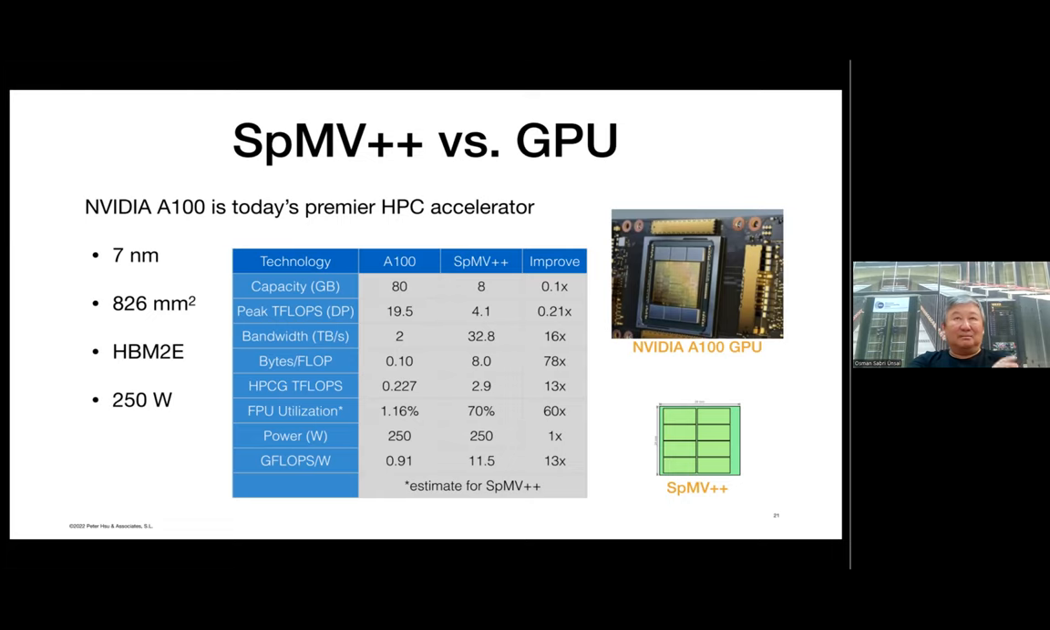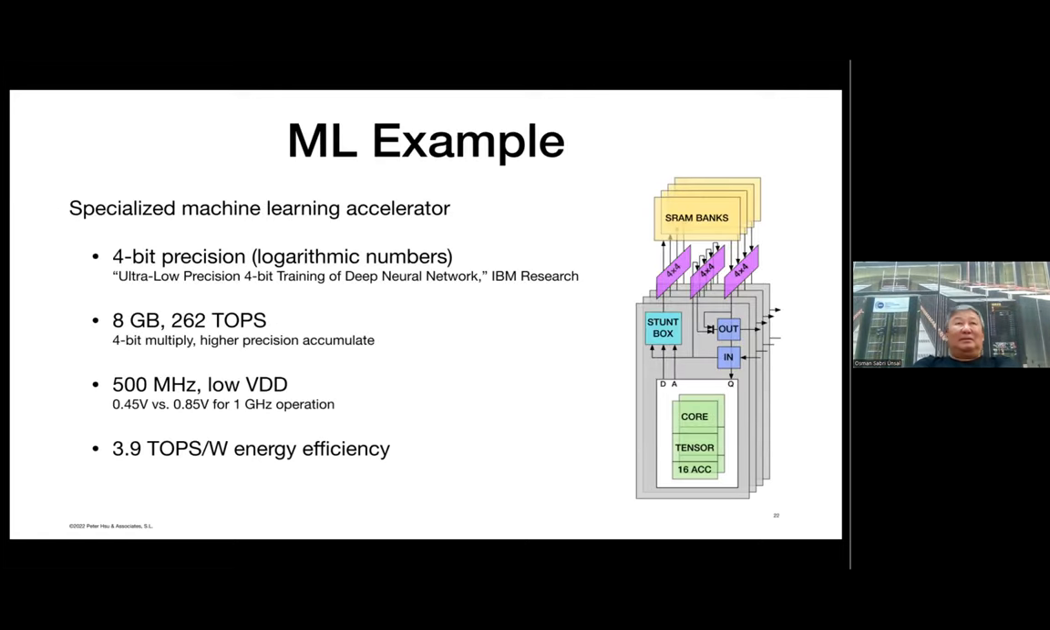Now, this thing would only be good for sparse matrix computation. It doesn't do graphics, it doesn't do the other stuff. So if you need more general purpose, GPU is a good solution, but if you specialize, you can get a lot more efficiency for a specific thing. Another example is a machine learning example.